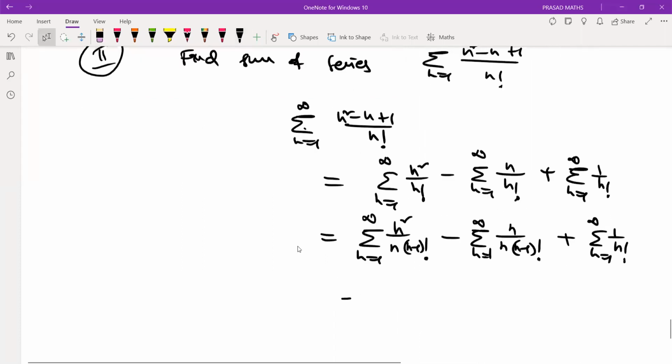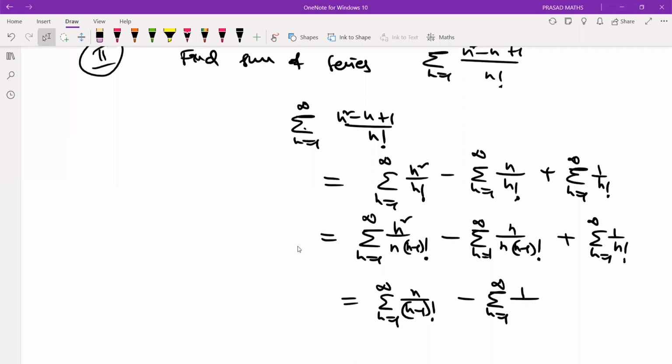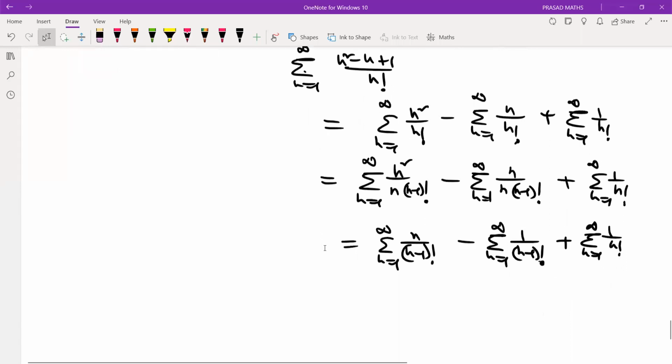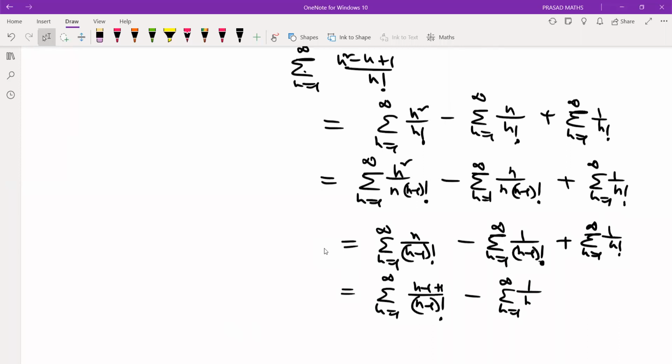Right? So what is this exactly, summation n equals 1 to infinity, n cancelled out. So this is n equals 1 to infinity 1 by n - 1 factorial plus summation n equals 1 to infinity 1 over n factorial. Again what I do, summation n equals 1 to infinity, adding and subtracting plus 1, because I need to expect the exponential series. Summation n equals 1 to infinity 1 by n - 1 factorial.